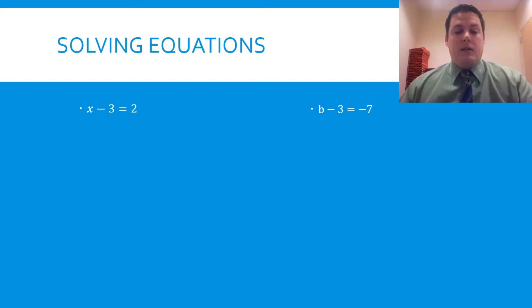All right, x minus 3 equals 2. We're just going to start with subtraction first. Well, we want to get x by itself. So in order to do that, we need to undo the subtraction. To undo the subtraction, you want to do the inverse operation. So you want to add 3 to both sides.